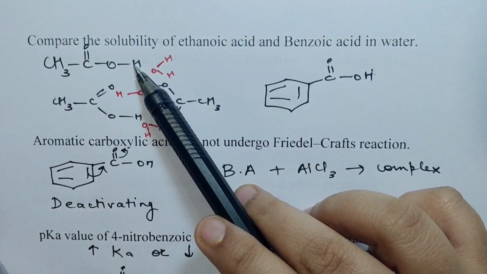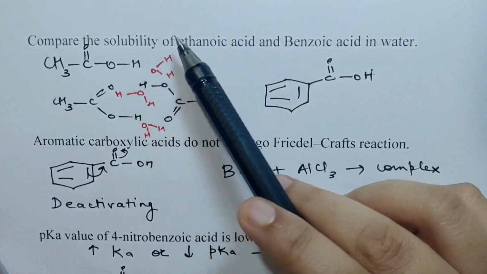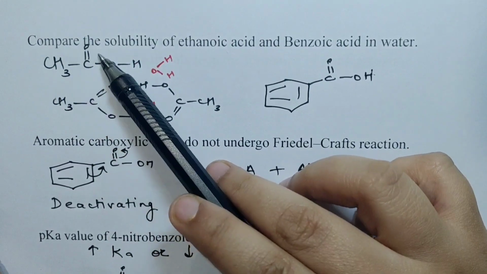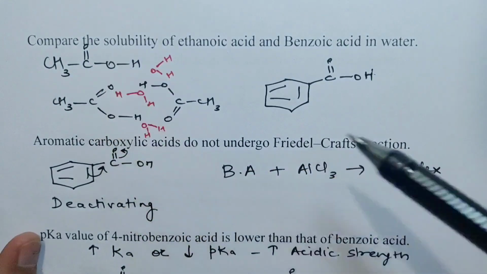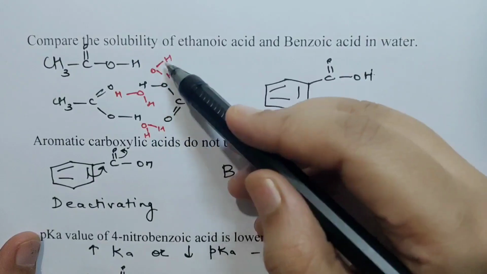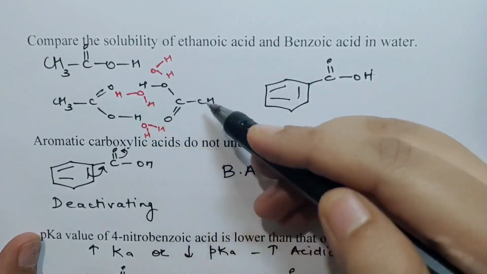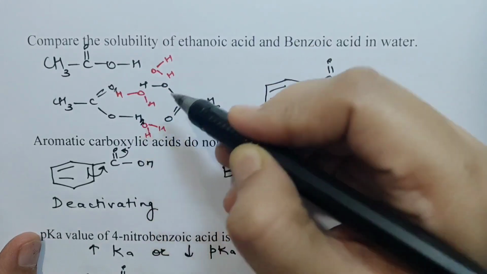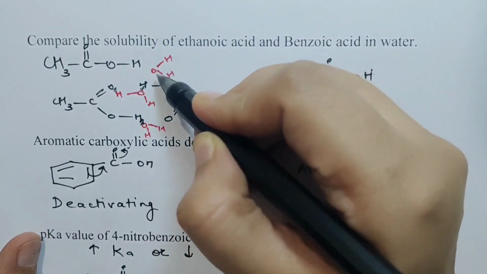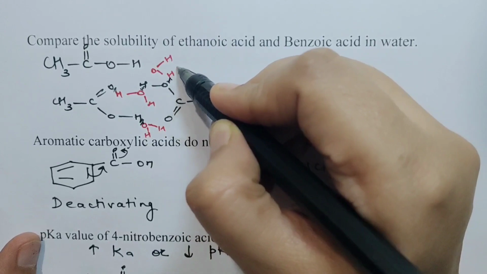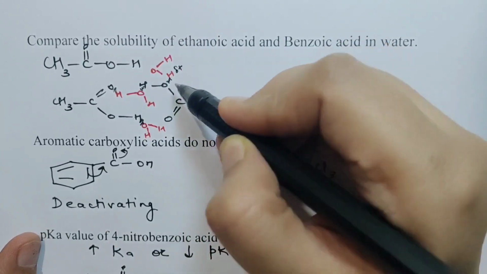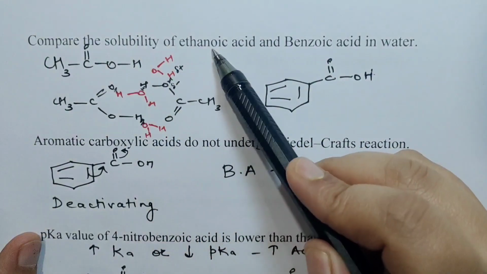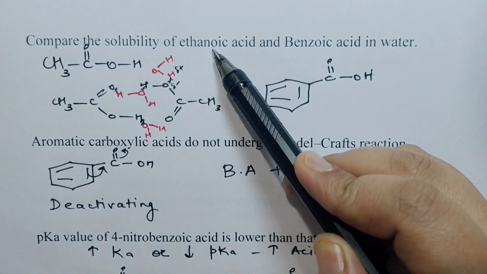You know that this is a component of vinegar, and vinegar is basically ethanoic acid and water. So we know that this is very much soluble in water. Now we'll see why. So this in red are water molecules and in black are ethanoic acid molecules. As you can see, there is a possibility of hydrogen bonding between them, between the partially positive hydrogen and partially negative oxygen. That is why ethanoic acid is very soluble in water.